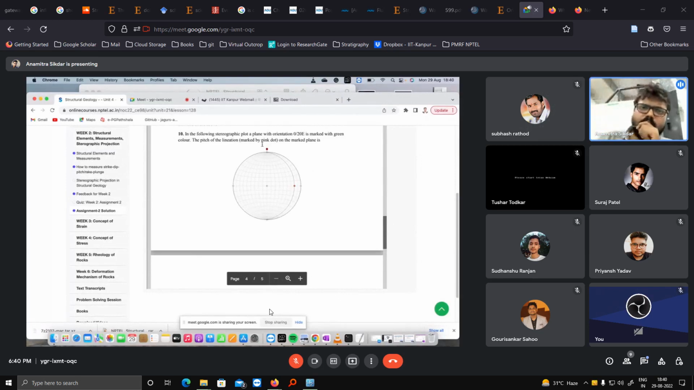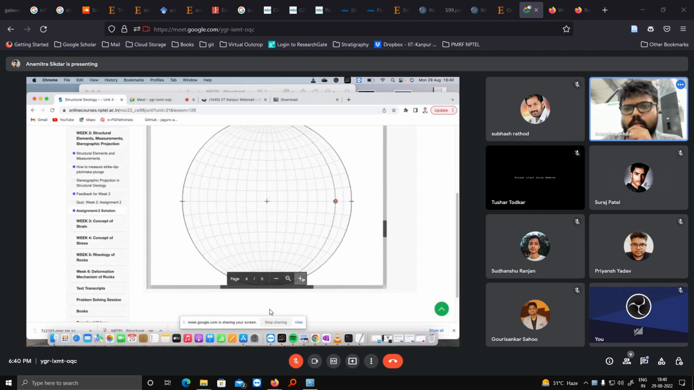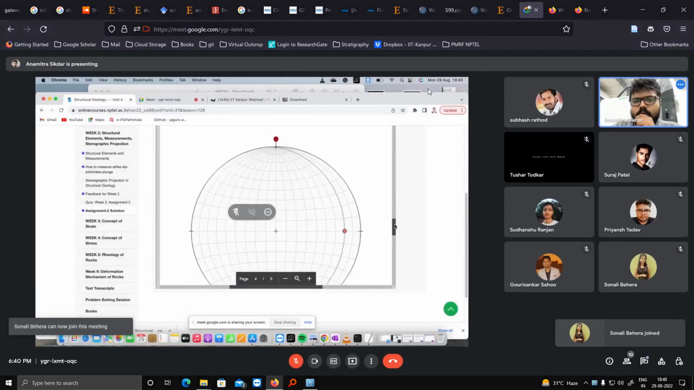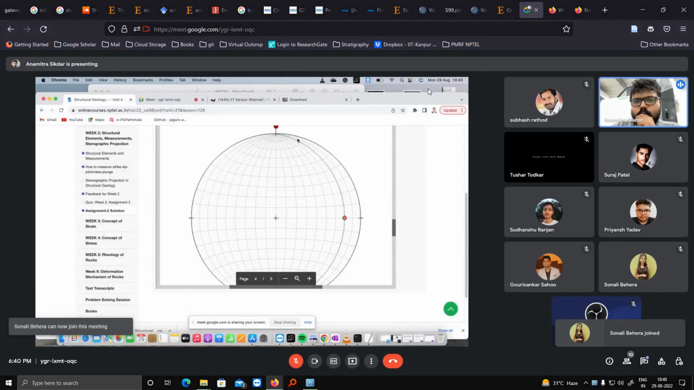So see, the pitch is, so this green line is the plane. All right. And on the green line, can you see the stereo net? Is it clear or should I zoom it? Yes, sir. So on this stereo net, these small circles are basically marking the angles that any lineation makes. Suppose an angle is making 90 degree, right?